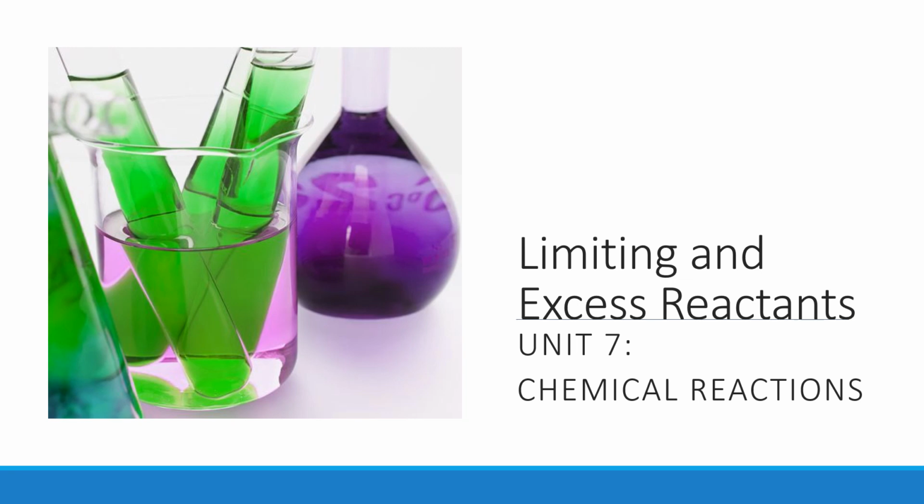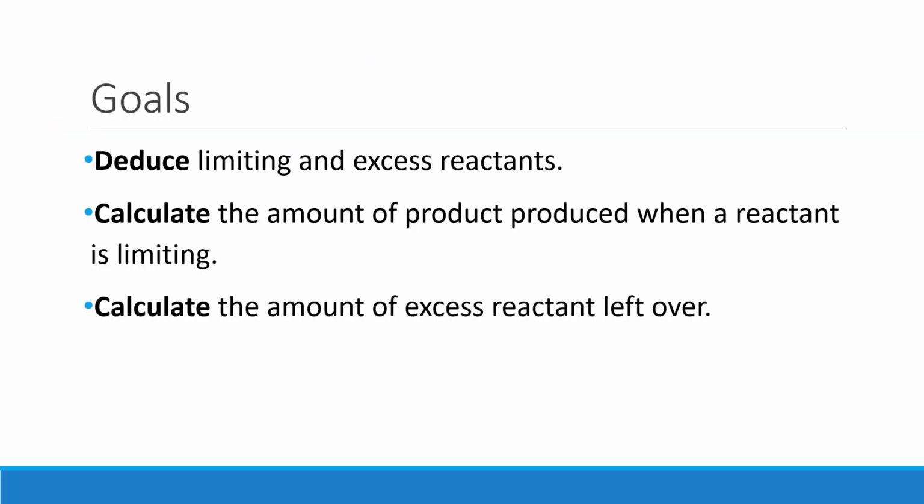Today we're going to talk about excess and limiting reactants. This is part of our unit on chemical reactions, and it's our stoichiometric applications to chemical reactions. So our goals for today: to deduce limiting and excess reactants, to calculate the amount of product formed once we know what the limiting reactant is, and then to calculate the amount of excess reactant left over. So really, we're going to be doing the same sorts of calculations, right? We're just going to be thinking about what they mean and what they can tell us.